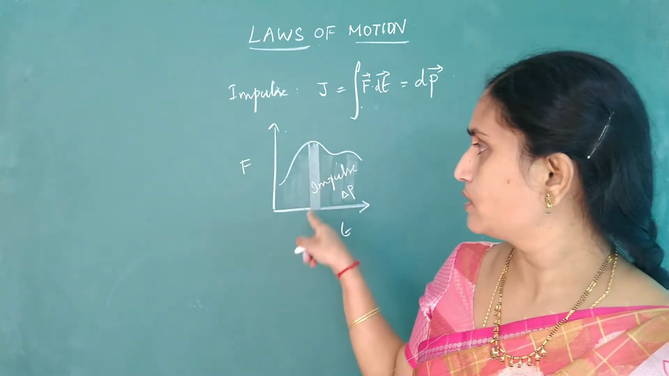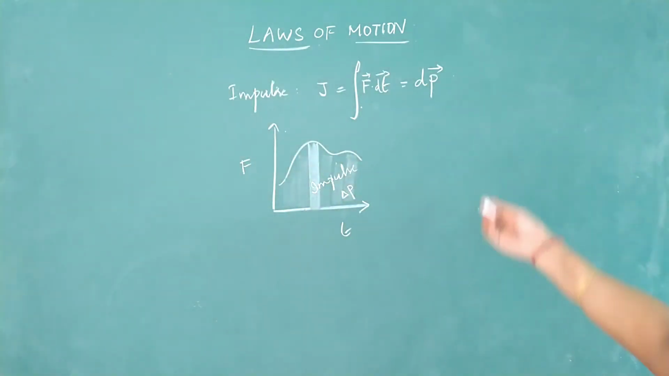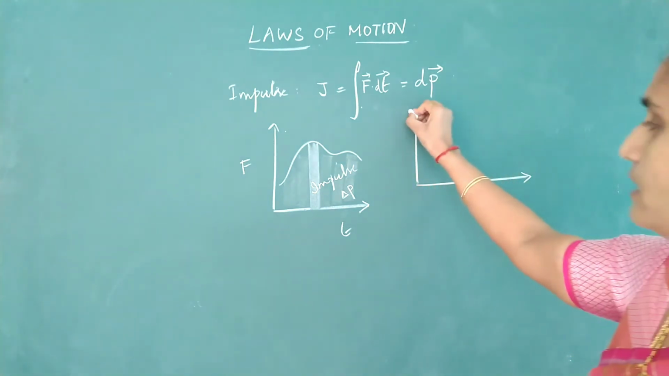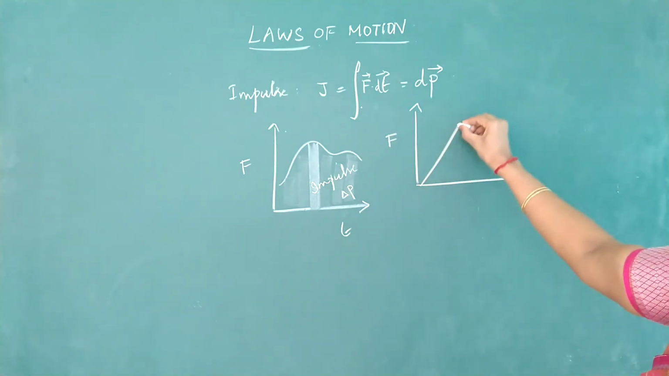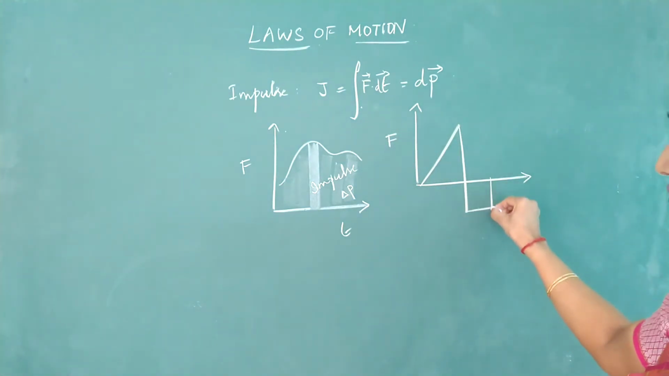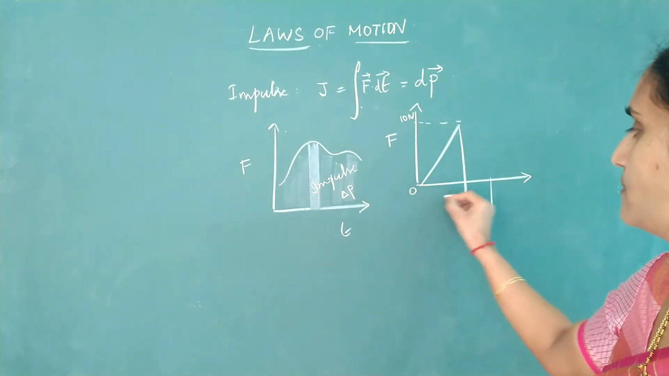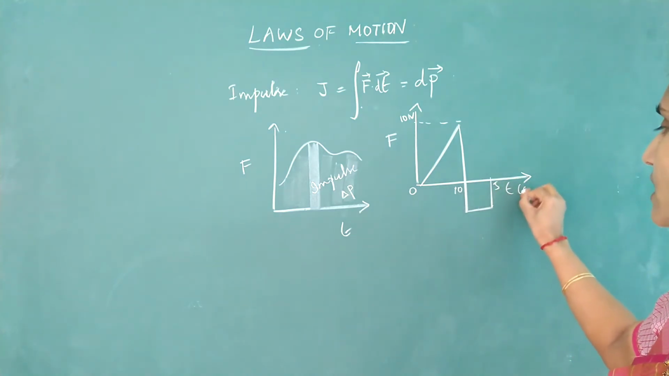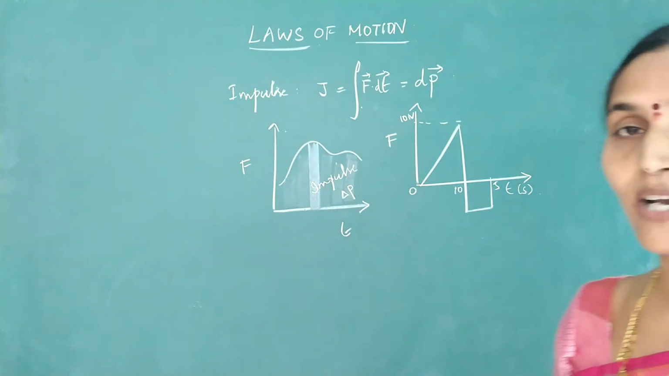So related to this also you may get some questions. Look at one question here. There is some graph given between force and time. Calculate the impulse. Let this be 10 Newton. Everything I am giving in SI system. 0, 10 and 5. Time is measured in seconds. Calculate the impulse between 0 to 5 seconds.